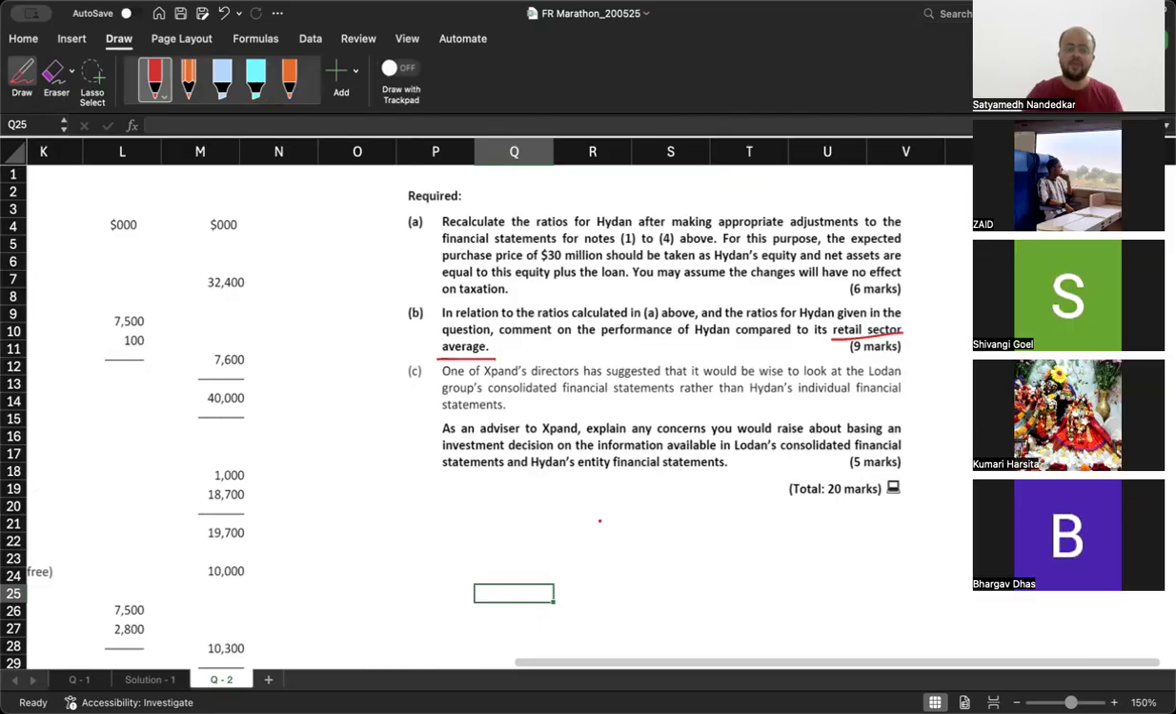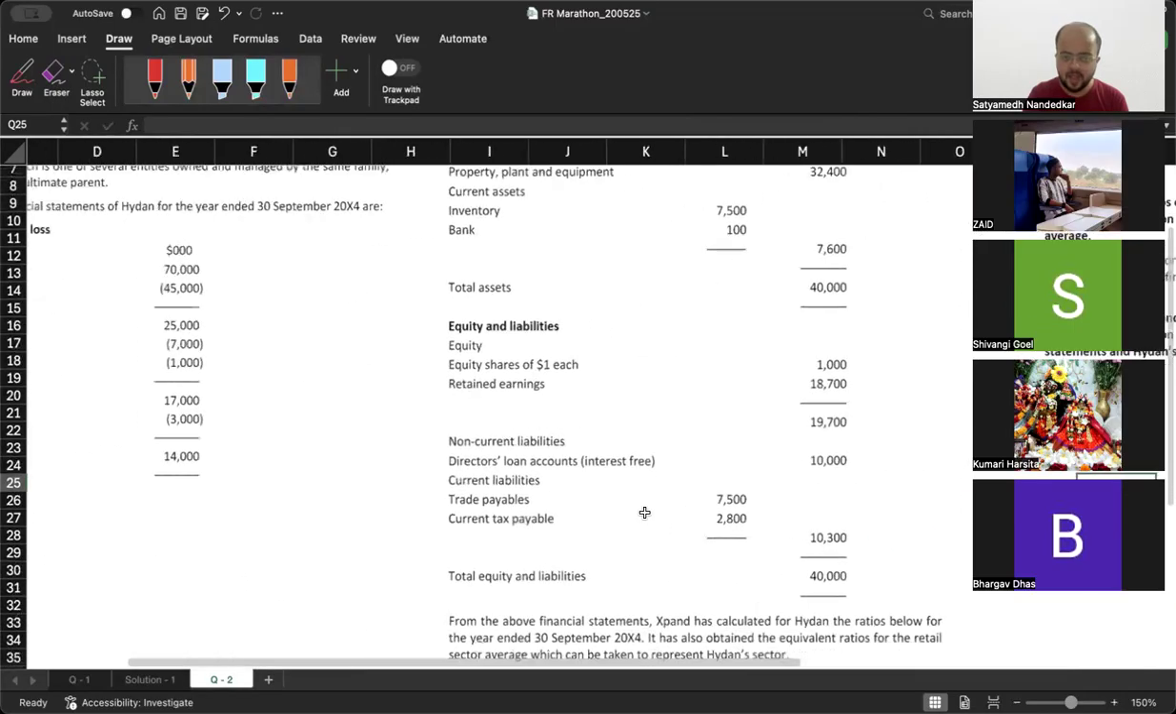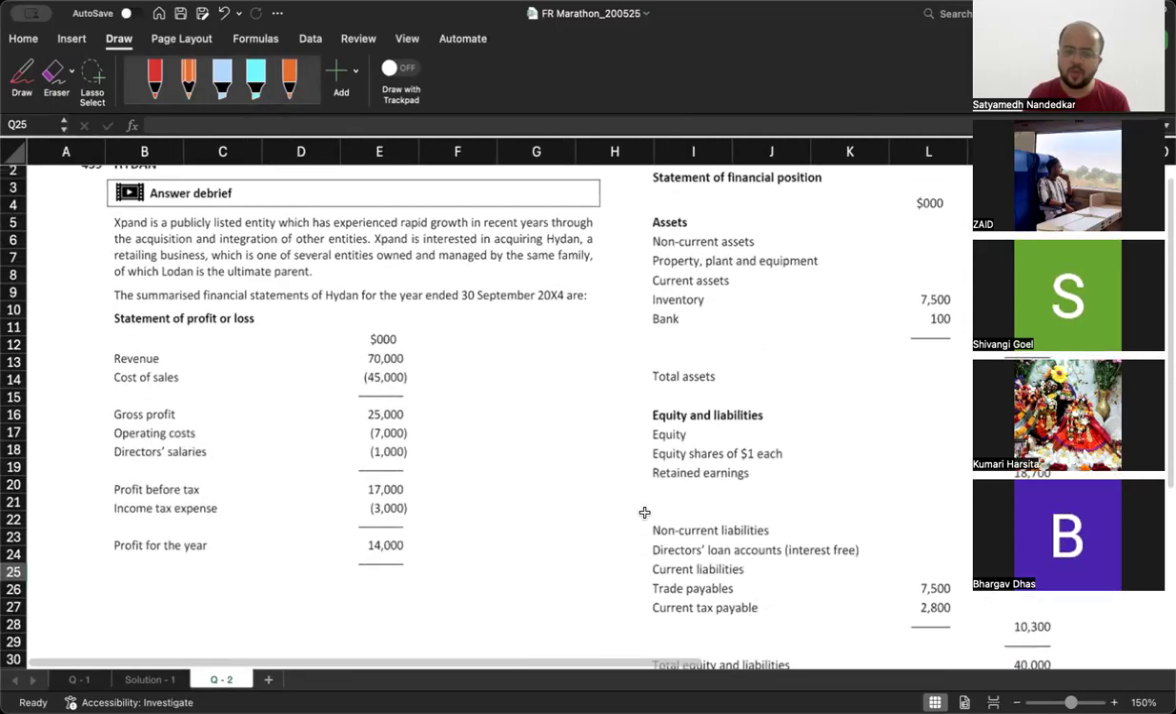And one of Expand's directors has suggested that it would be wise to look at the Loden Group's consolidated financial statements rather than Hayden's individual financial statements. As an advisor to Hayden, explain any concerns you would raise about basing an investment decision on the information available in Loden's consolidated financial statements and Hayden's entity financial statements. So, lot of information to process.